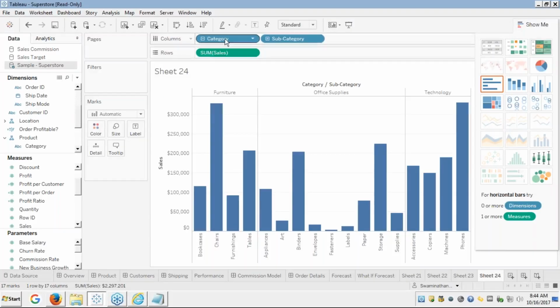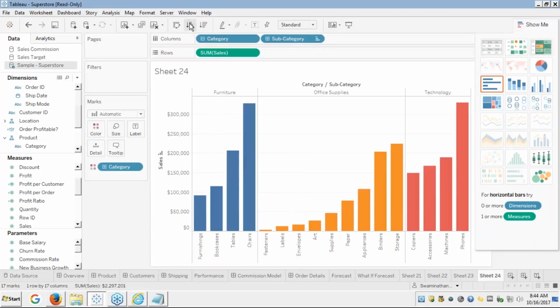I'm clicking on my category and dropping this on my colors. Control clicking on the category and dropping it on my colors. Now what I'm doing is I'm just sorting it based on the ascending order of the sort.